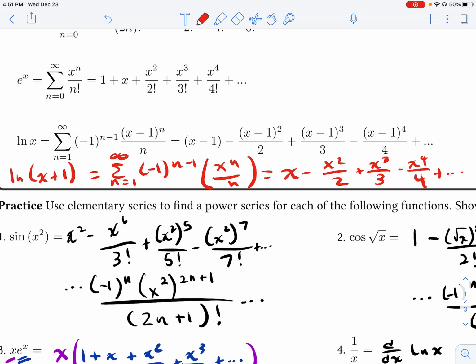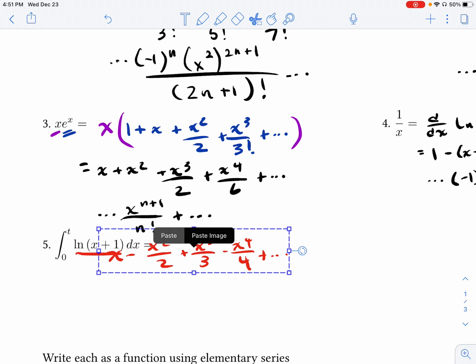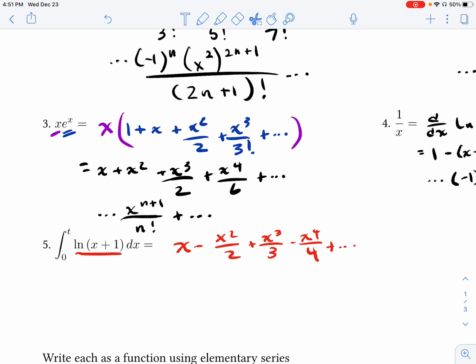So in other words, I'm just going to take all of this here that we just came up with, and I am going to integrate that. So if we're asked to find the integral of the natural log of all this, I'm just going to integrate this series that we have here. And integrating each term is pretty straightforward. We're just going to apply the power rule for integration. And since we're finding a definite integral, I'm going to take that integral and evaluate it at t, and then subtract this entire series, the integral of this series, evaluated at 0.